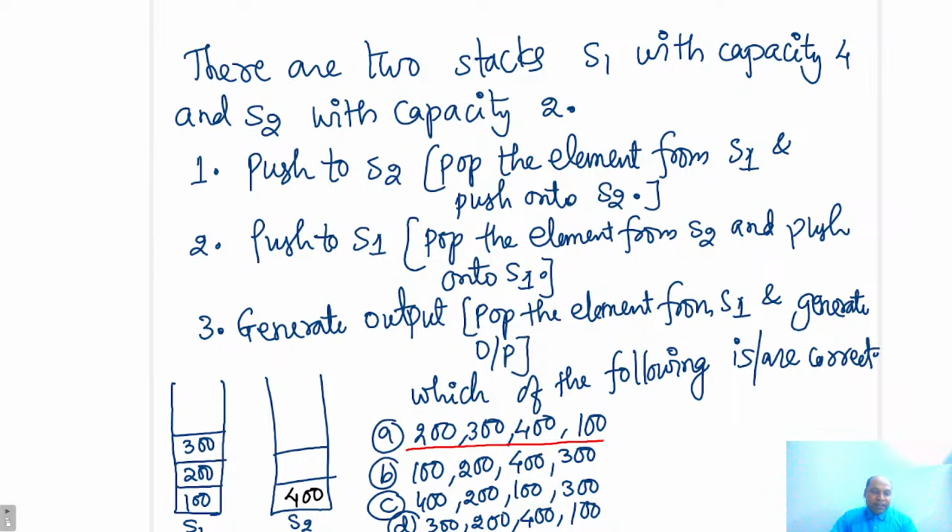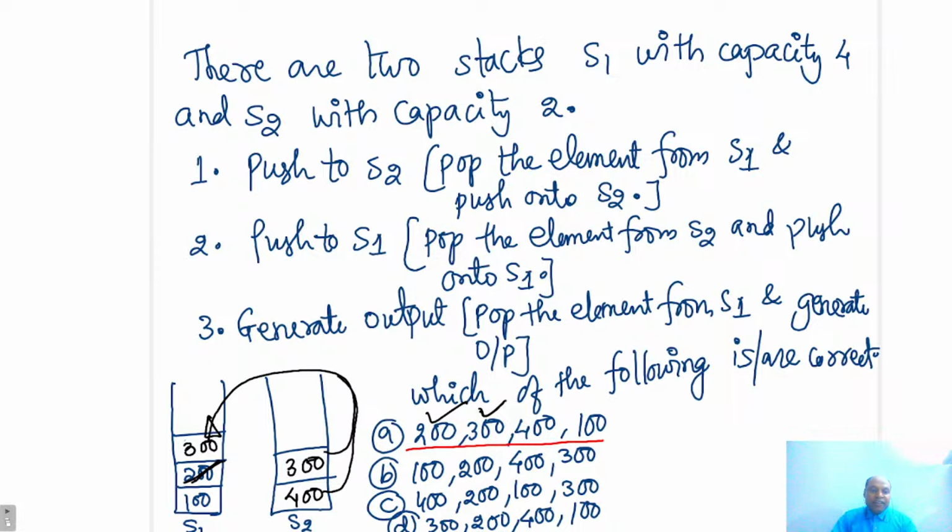Now again 300 is also popped from here and it will be pushed on to this one. Why? Because we need to generate output 200. So now output has been generated. So this has been popped. Now 300 is in S2. So what we need to do? We need to push this particular 300 back onto S1. Yes, that is also correct.